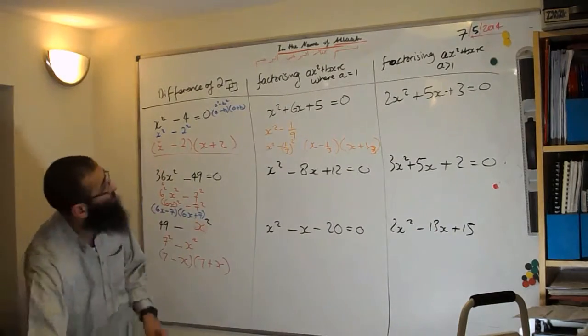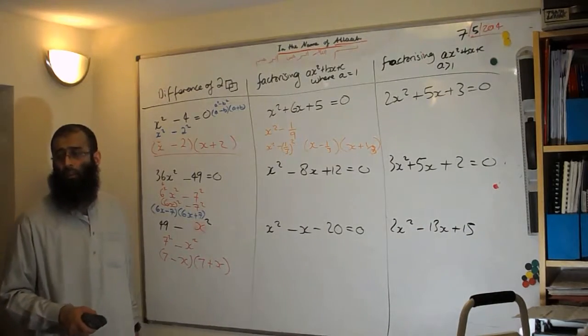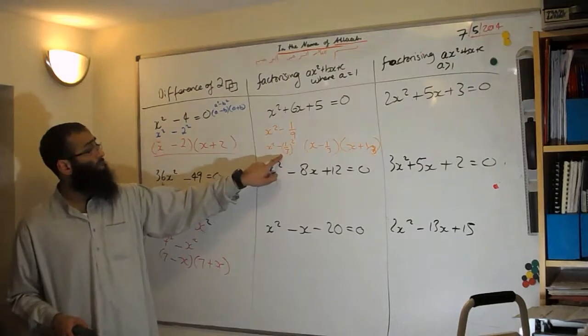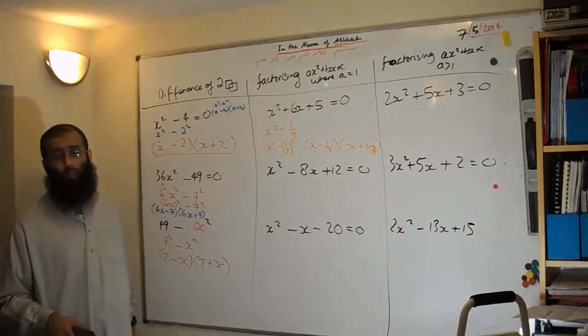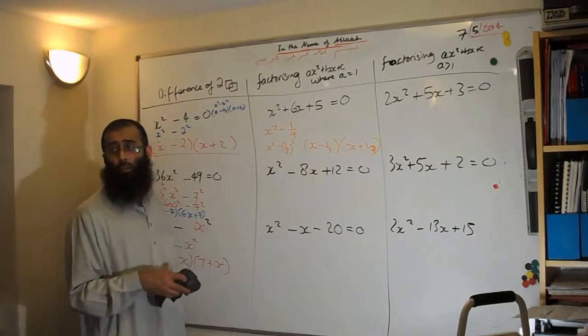I've rubbed it off because I'm on the wrong side of the board. If I copy it down quickly: x squared minus 1/9. 1/9 is a square number as well, that's actually 1/3 squared. So that's the extra question with fractions in it. You've got those on the sheet as well for your homework. Okay, Hamza, you got that down?